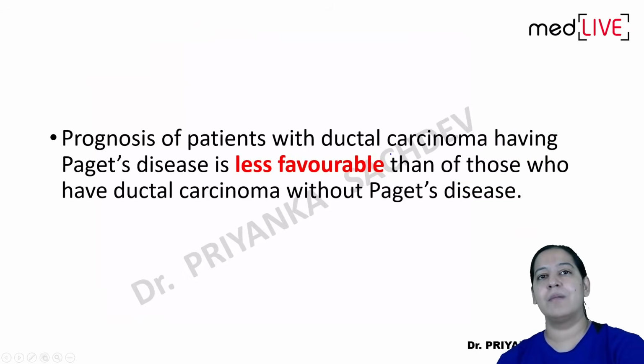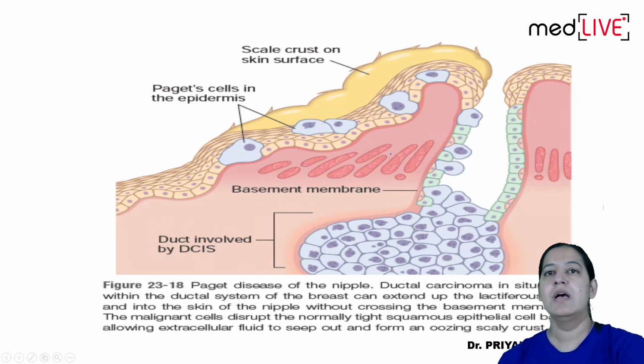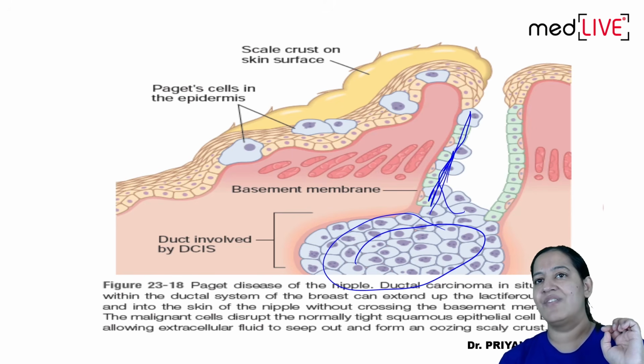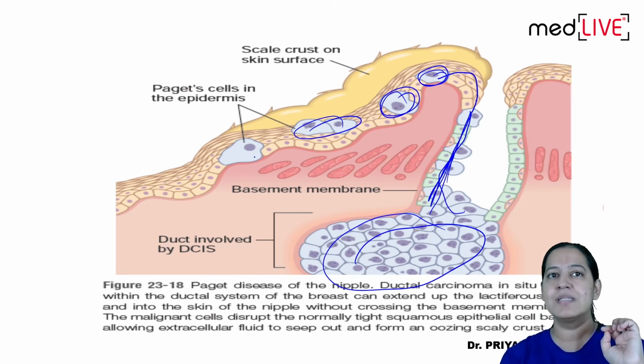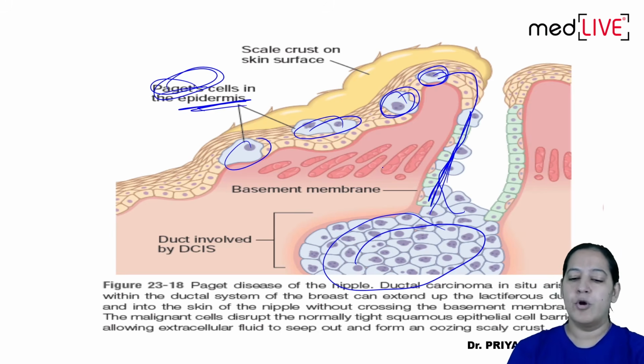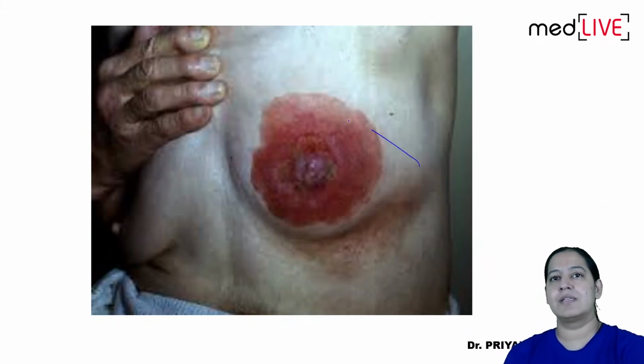So the same diagram is shown here. You can see this is the tumor. Tumor cells are traveling here, the blue colored, along the lactiferous duct, and these tumor cells are entering the epidermis. So this is the epidermis. These tumor cells entering the epidermis are known as Paget cells. So Paget cells are the tumor cells which entered the epidermis of the skin, producing an eczematoid lesion there. This is how it looks.